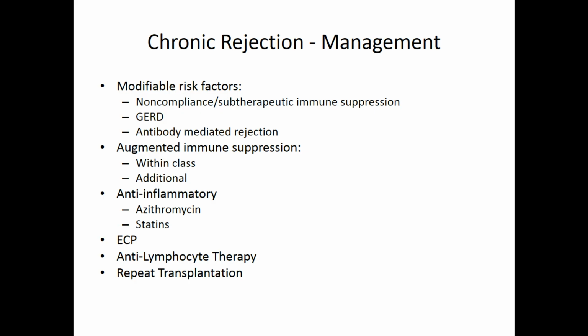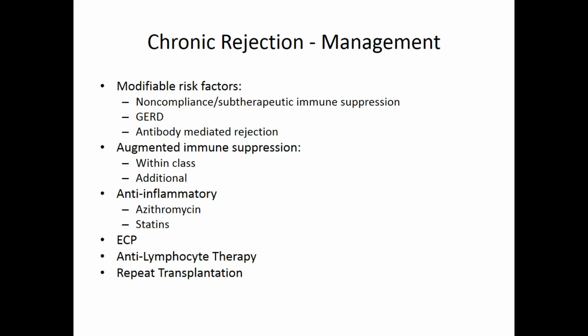Similarly, the purine modulators, which include azathioprine and CellCept, have been compared in retrospective studies, with CellCept demonstrating some potential additional benefit, and consideration of switching from azathioprine to mycophenolate should be considered. Small studies have shown utility for anti-inflammatory agents such as azithromycin and statins.